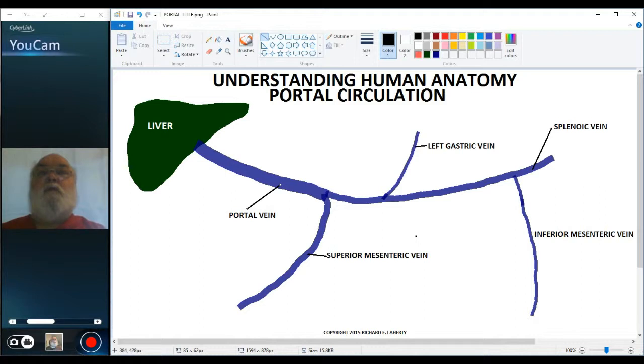Now, the portal vein receives some other veins as well. And one of the ones in particular that it receives is the right gastric vein. The right gastric vein drains directly into the portal vein. So I'll label it.